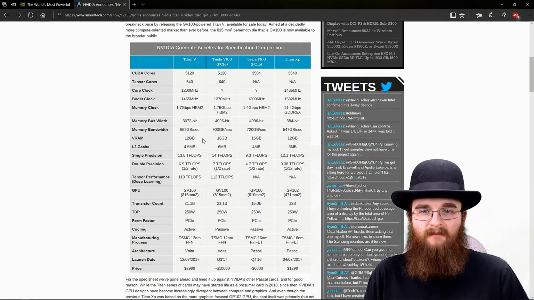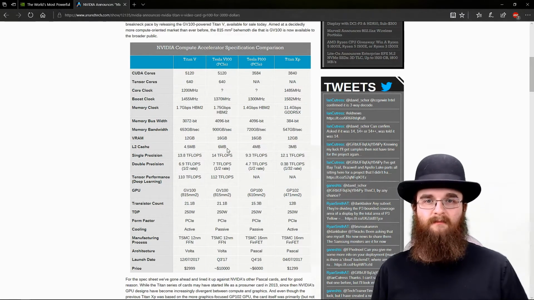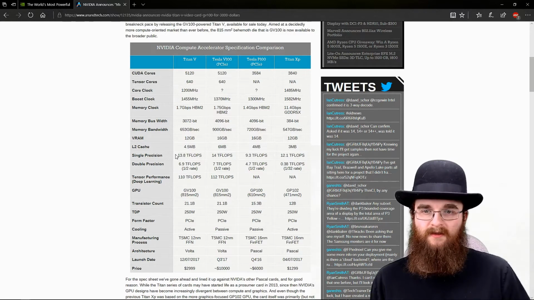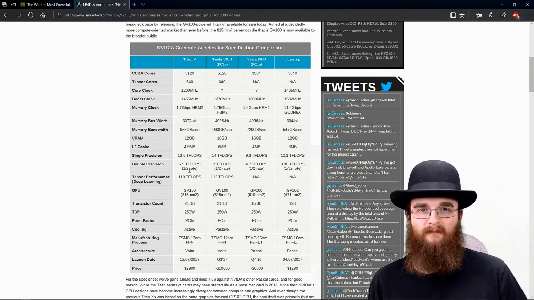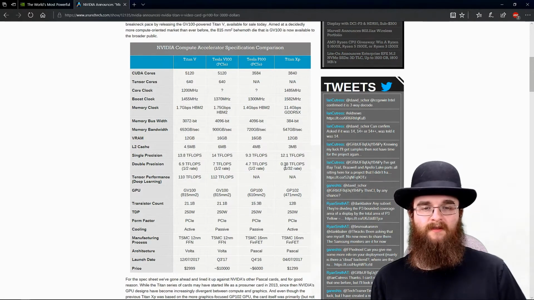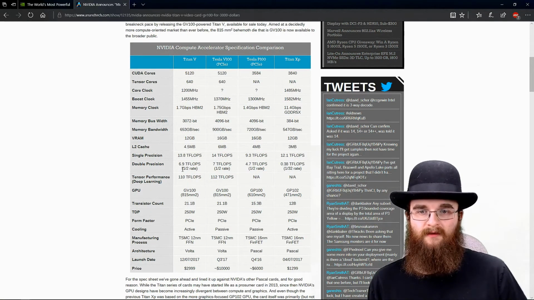The VRAM is 12 gigabytes instead of 16, so it's the same as the TITAN XP. The L2 cache has gone up, it's 4.5 megabytes instead of 3 from the TITAN XP, but slightly lower than the 6 megabytes from the V100. Single precision teraflops, it's 13.8 instead of 12.1 from the TITAN XP, so that's a fairly decent jump. Double precision is an insane jump over the TITAN XP, so it would appear that they've unlocked more performance for double precision computing on the TITAN V versus the TITAN XP, because it looks like the TITAN XP was only able to operate in double precision 1/32nd, whereas now it's able to work at 1/2.